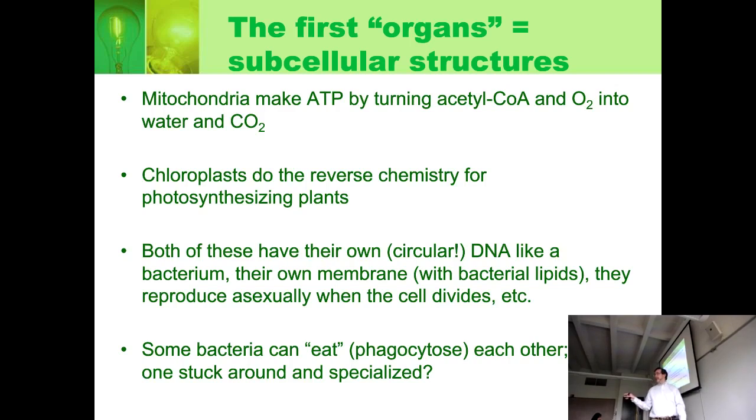To me, it's the circular genome that really seals the deal. You can even look at their own membrane. It has bacterial-type lipids. To a biochemist, those look like bacteria that are living inside your cell, if you look at their chemical compositions. So this looks like it was the first kind of specialization inside a cell.